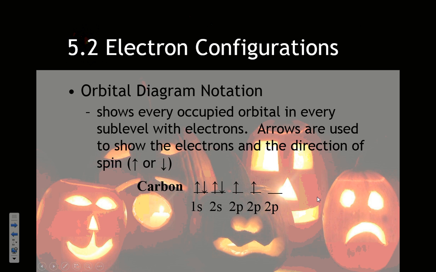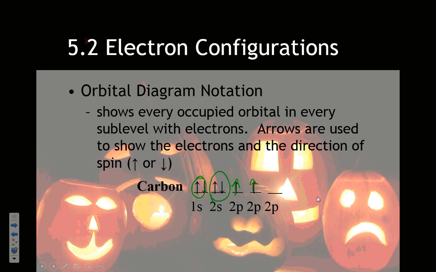So carbon has 6 electrons, so the first two would fill the 1s. The second two would fill the 2s. And now I'm to a Hund's rule equal energy situation. So the fifth one would go in the first one, and by Hund's rule, the sixth one would go in the next one. So that's what carbon's orbital diagram would look like.